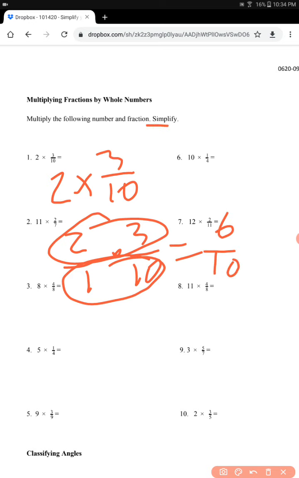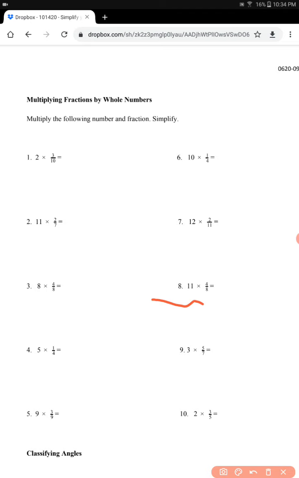And don't forget to simplify. 6 divided by 2 equals 3. The same thing for 10. 10 divided by 2 equals 5. And this is the furthest you can simplify, so that will be our final answer. Let's try one more actually.